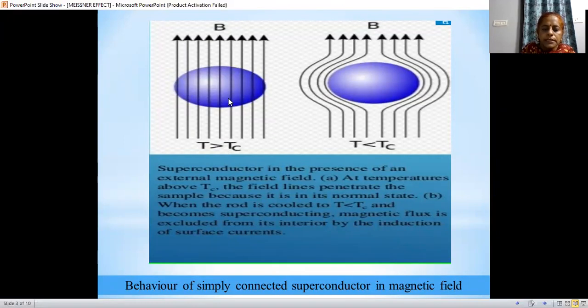This material is a simply connected superconductor. Here I have shown a simply connected solid sphere superconductor. And this material, because of temperature, is in the normal state. And this is the external magnetic field. By placing it in the external magnetic field, the field lines are penetrating the interior as well as the exterior of the specimen. This is the situation which arises in the normal state.